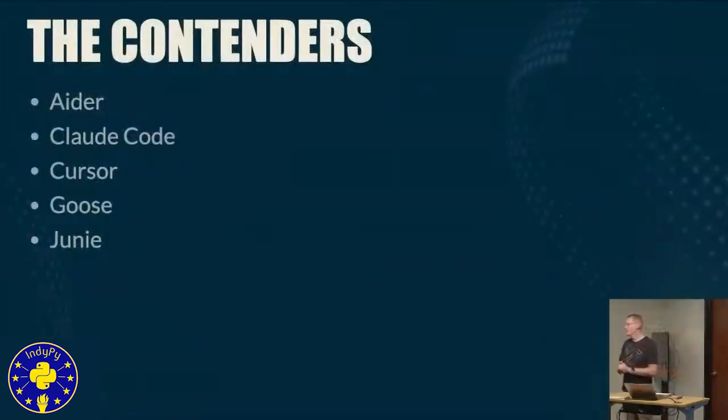The contenders. I looked at Aider, which had been my favorite all along. For those of you who aren't familiar with Aider, it's a command line tool. It is very integrated with the Git workflow. When you launch Aider, it immediately maps your whole repository of files that are on your system. And that's one of the things I really liked about it. So that's why I considered Aider top of my list there.